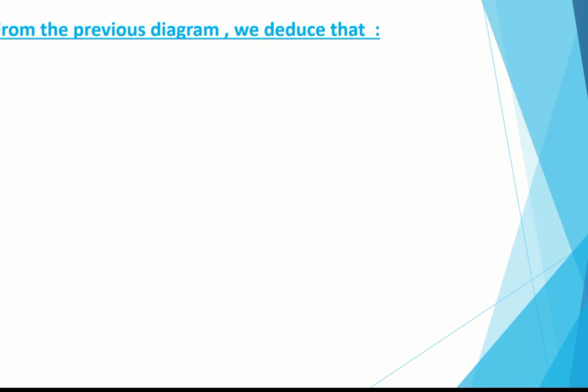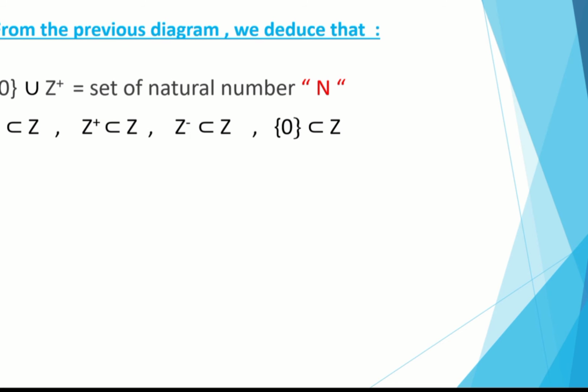From the previous diagram we can say that the set of 0 union positive Z equals the set of natural numbers. Yes, we said 0, 1, 2, 3, 4, so it's the set of natural numbers. The natural numbers are a subset of Z, Z positive is a subset of Z, Z negative is a subset of Z, and the set of 0 is a subset of Z. Z equals the natural numbers, containing 0 and positive Z, union negative Z; all of this equals Z.